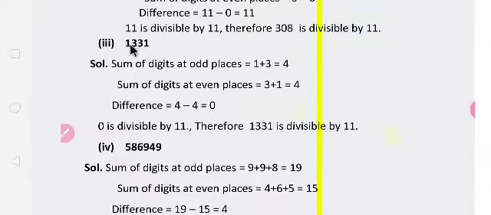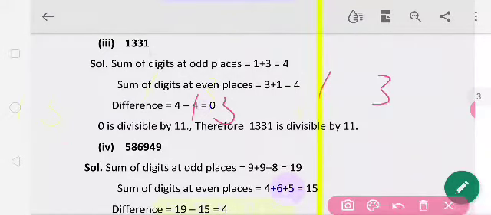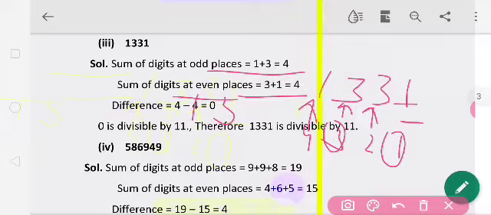Third one, 1331. Again we'll find the sum of digits at odd places. So 1 3 3 1. Odd places means here 1, 2, 3, 4. At odd places 1 is there and 3 is there. Now add 1 plus 3, which is equal to 4. Sum of digits at even places. Even places means 3 and 1. So 3 plus 1 is 4.